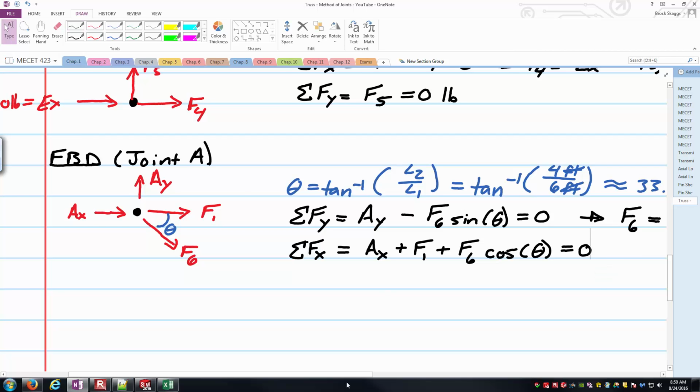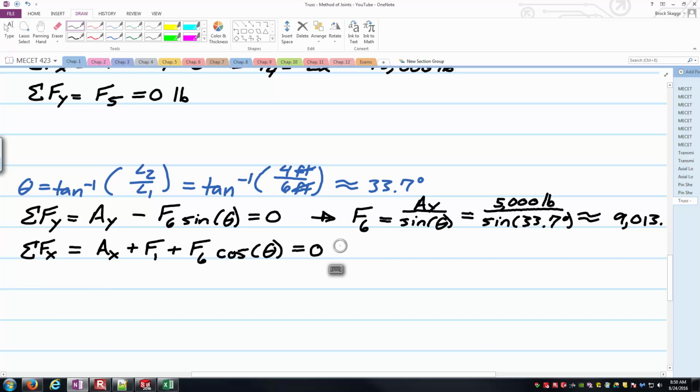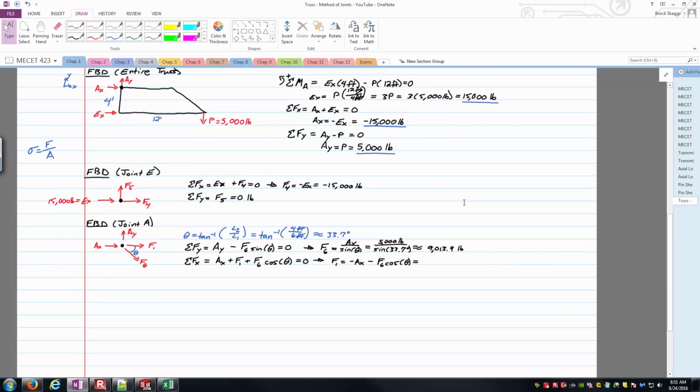And now I'm after the F1 magnitude. So just solving this for F1. What do we have here? We'll kick everything else to the right, so it'll be negative a sub x minus F6 times the cosine of theta. So a sub x, that's one I don't have off the top of my head. A sub x was here negative 15,000 pounds. And so I'm going to write this in here as a negative of a negative 15,000 pounds.